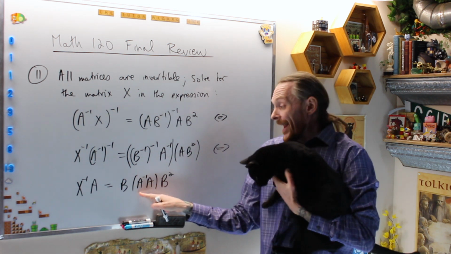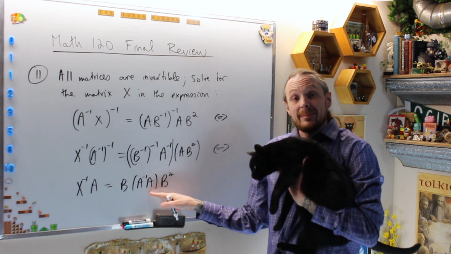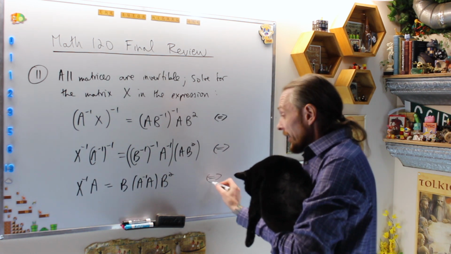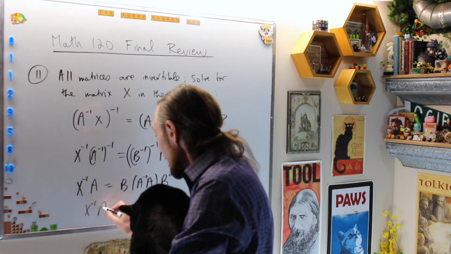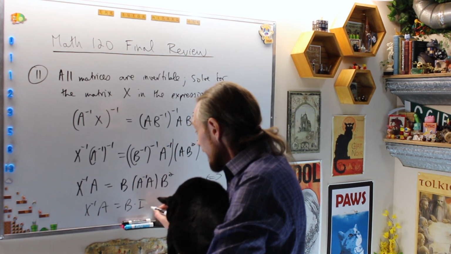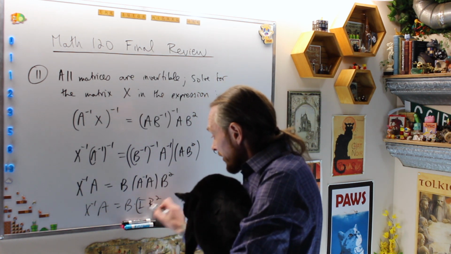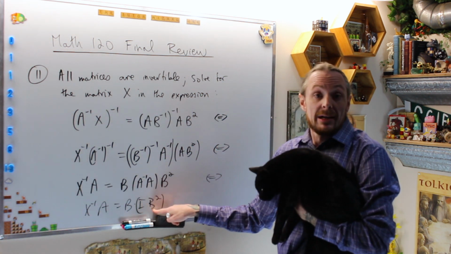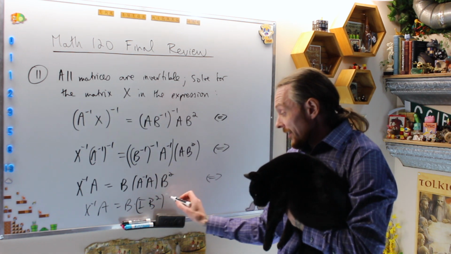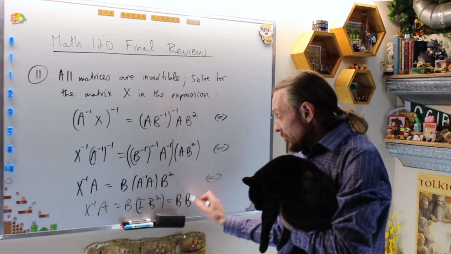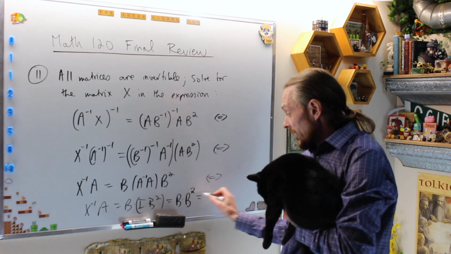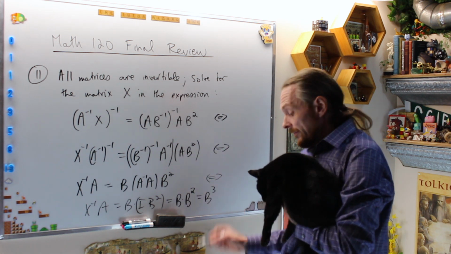Now I'm going to use that A inverse A is the identity matrix. This is if and only if X inverse A is B times I times B squared. But what does I do to B squared? Nothing. So this is equal to B times B squared, which is by definition B cubed.